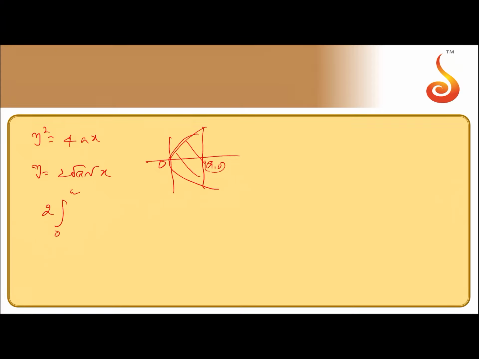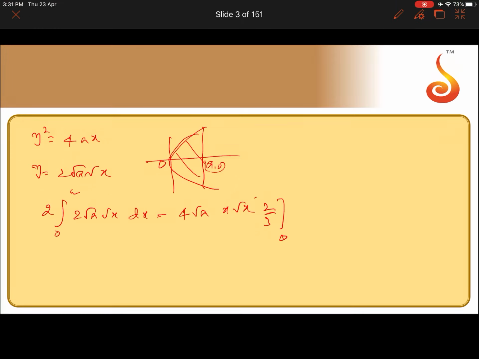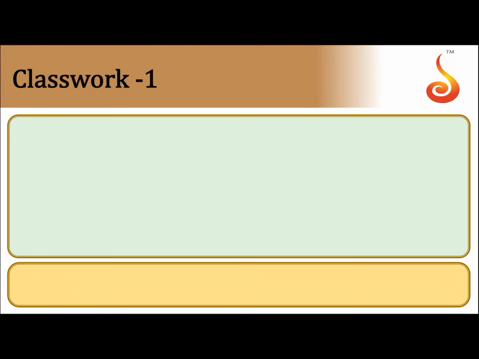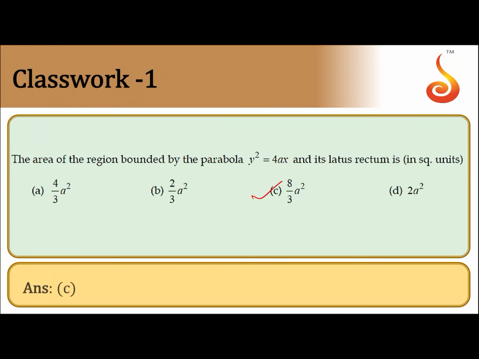Twice the integral from 0 to a of y dx, 2 root a root x dx, and that is equal to 4 root a multiplied by x root x into 2 by 3. The limits are from 0 to a. When you substitute the value, 8 by 3 root a multiplied by a root a, therefore 8a square by 3. That's the answer.